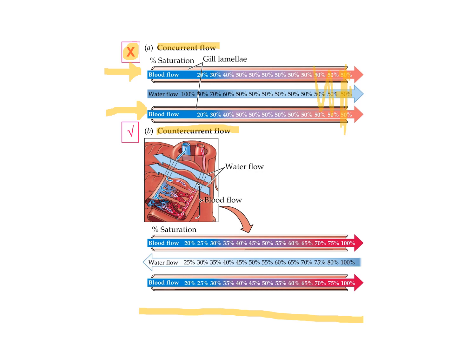Here it's the same. Quickly it becomes very close. Here there's always some gradient difference. Okay, that's a countercurrent mechanism.